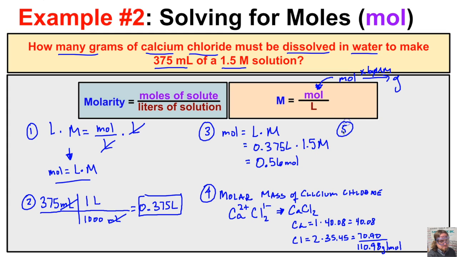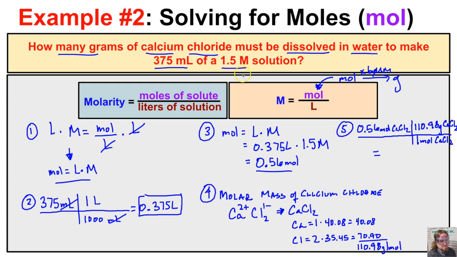So in our 5th and final step, we're going to take the moles that we figured out of calcium chloride, which is 0.56, and we're going to end up multiplying this by the molar mass of calcium chloride. We know that there are 110.98 grams of calcium chloride per mole. And we'll put our answer down here. So when I take 0.56 times 110.98, we end up with 62.1.